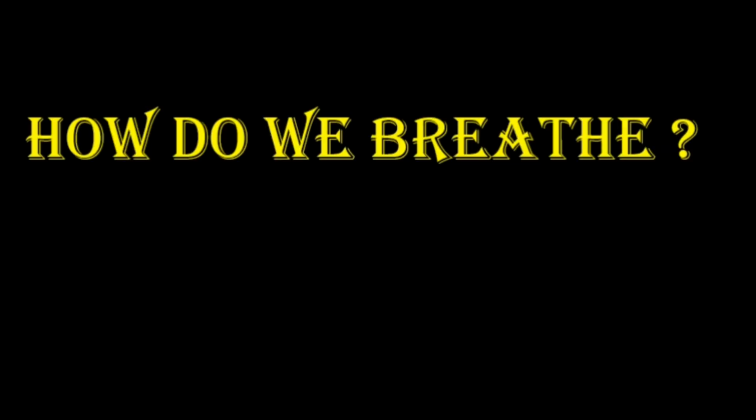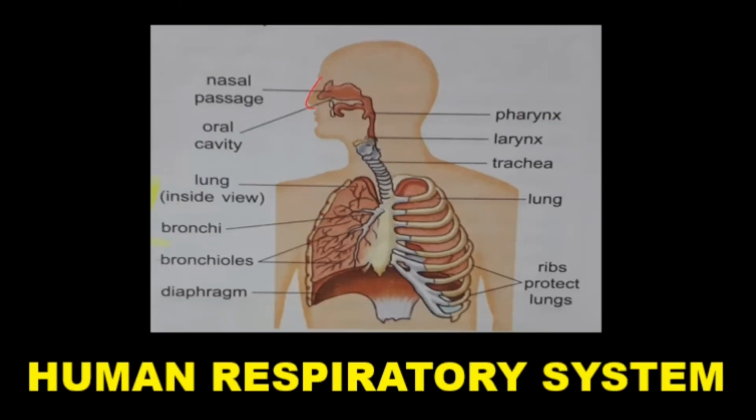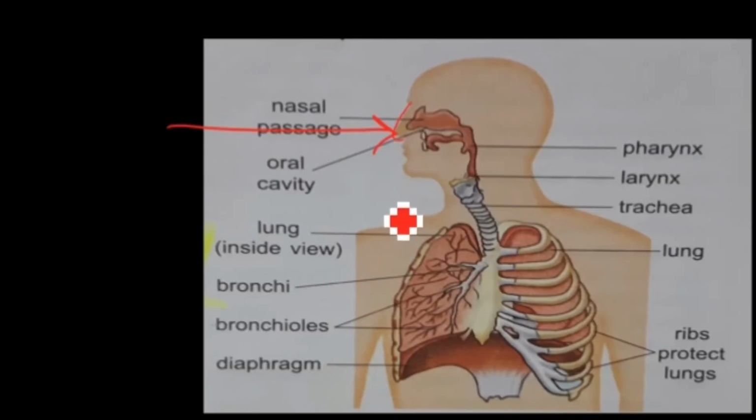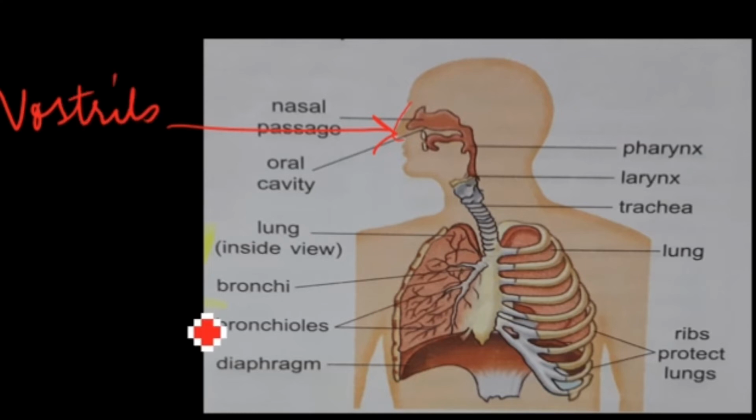Let's see further. Now the question arises, how do we breathe, right? We talked about inhalation and exhalation. First of all, let's see the human respiratory system. How does the air enter our body? You know that this nasal passage is there through which the air enters our body. The openings are known as nostrils, and the complete cavity is known as nasal cavity.